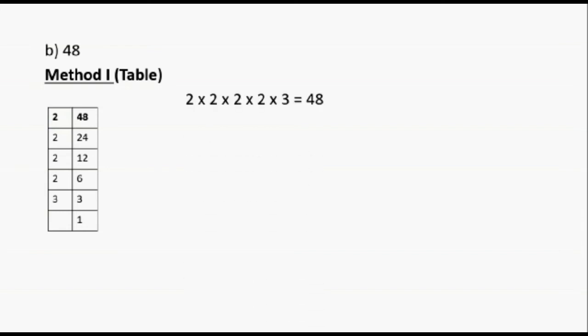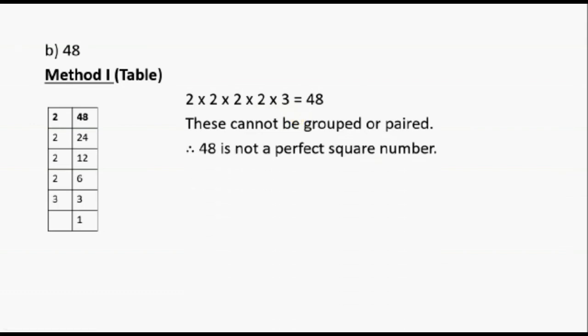From there, what are we supposed to do? Group the factors. We are supposed to group the factors. 2 times 2 times 3 cannot be grouped with 2 and 3. So those cannot be grouped. Since these cannot be grouped or paired, what can we conclude? We'll conclude that 48 is not a perfect square number. Meaning there's no number which you can multiply by itself twice to get 48.